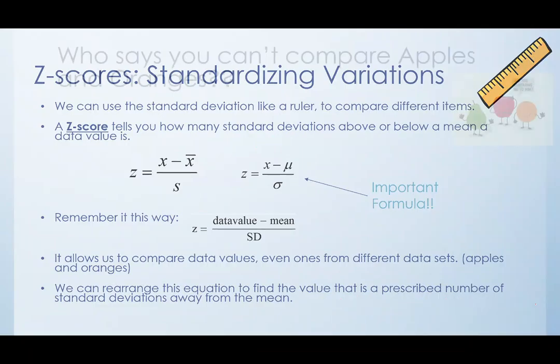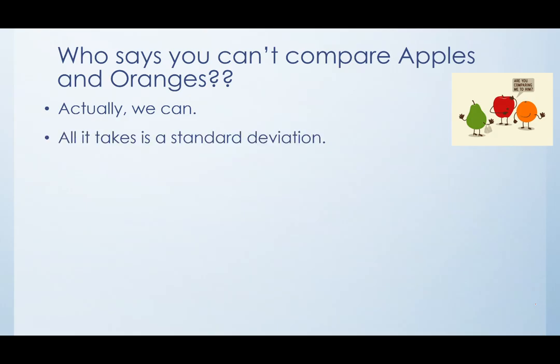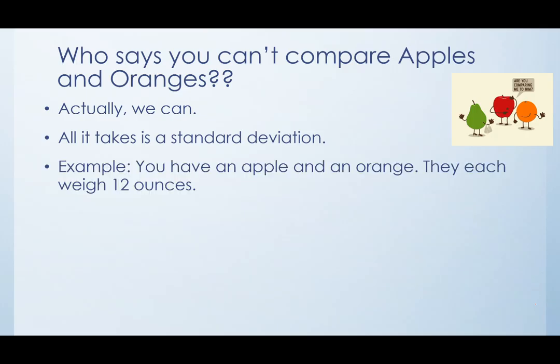Okay, so can we compare apples and oranges? Why, yes, we can, so long as we're comparing a particular apple to all the rest of the apples and a particular orange to all the rest of the oranges, and then using that. So we need standard deviations for that. So for an example, let's say we have an apple and an orange and they both weigh 12 ounces, and we want to know which one is bigger.